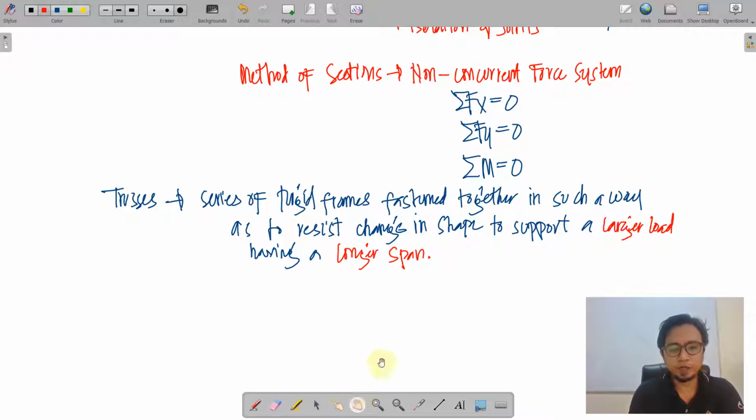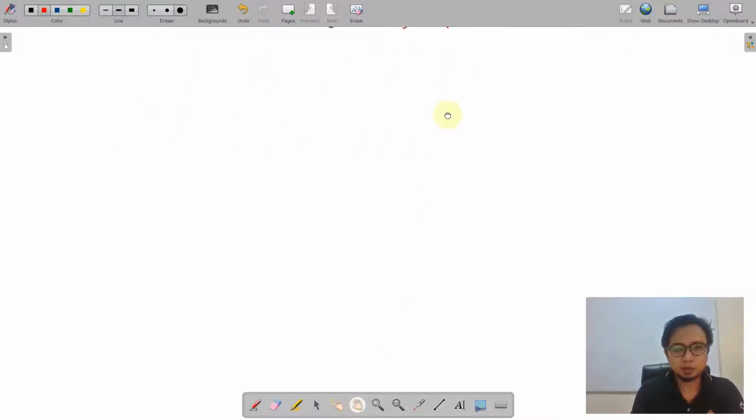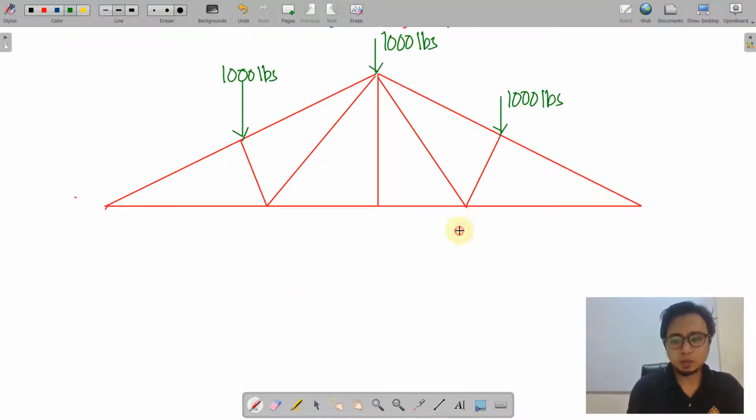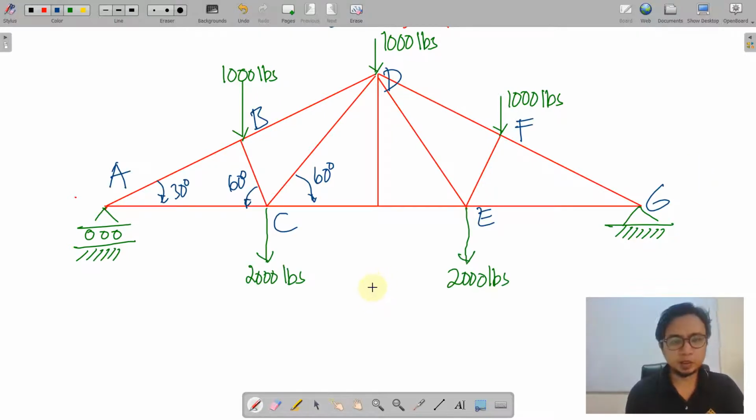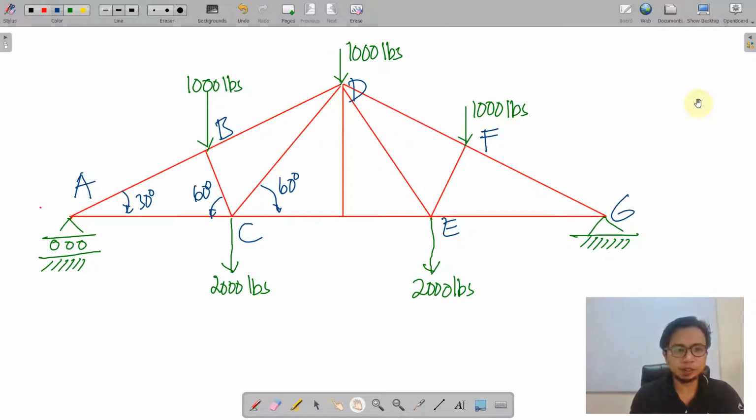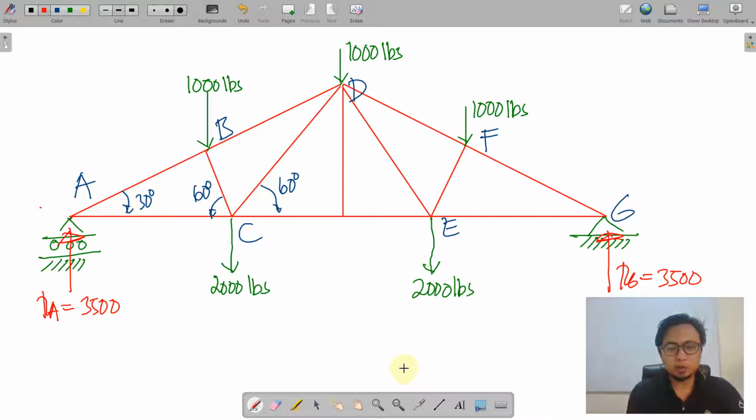So let us now have an example starting from the method of joints. Let us have here a complex truss loaded with point loads as shown. It is supported by a roller and a hinge with other forces, labels, and angles. Working with this, we first establish the free body diagram indicating the reactions. It is observed that this truss is symmetrically loaded. If we add all of the loadings, we have 7,000 all in all, and that will be equally carried by the reactions at A and at G. So RA and RG would have 3,500 each.